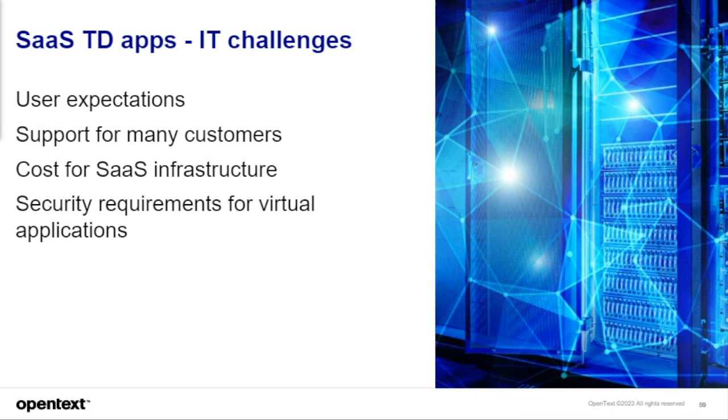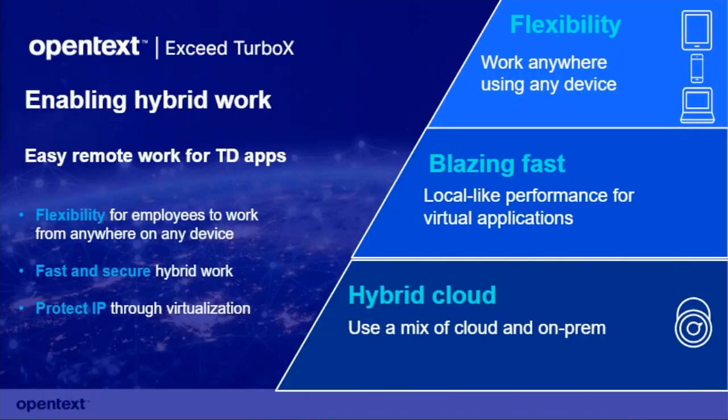And for all this, OpenText has a solution, which is called OpenText Exceed Turbo X, which is application and desktop virtualization. It resolves the user and IT challenges of hybrid work and software as a service for Team Developer. You get easy remote work for TD business applications. You have blazing fast access to applications. You can support two 4K displays remotely for a business Windows desktop. You can work from anywhere, use any device, multi-tenant application deployment, and use any cloud or on-prem in any mixture you want.